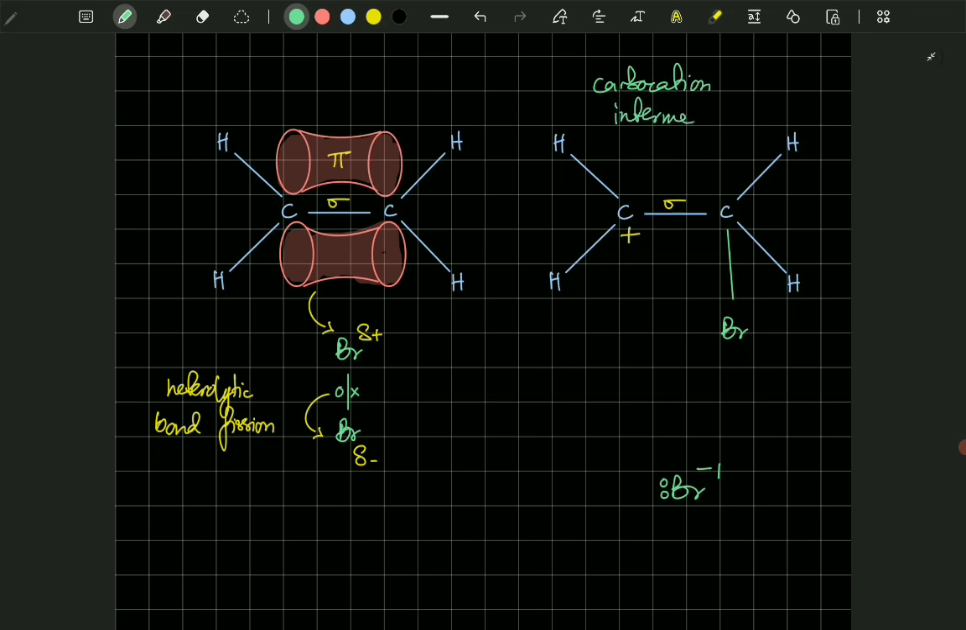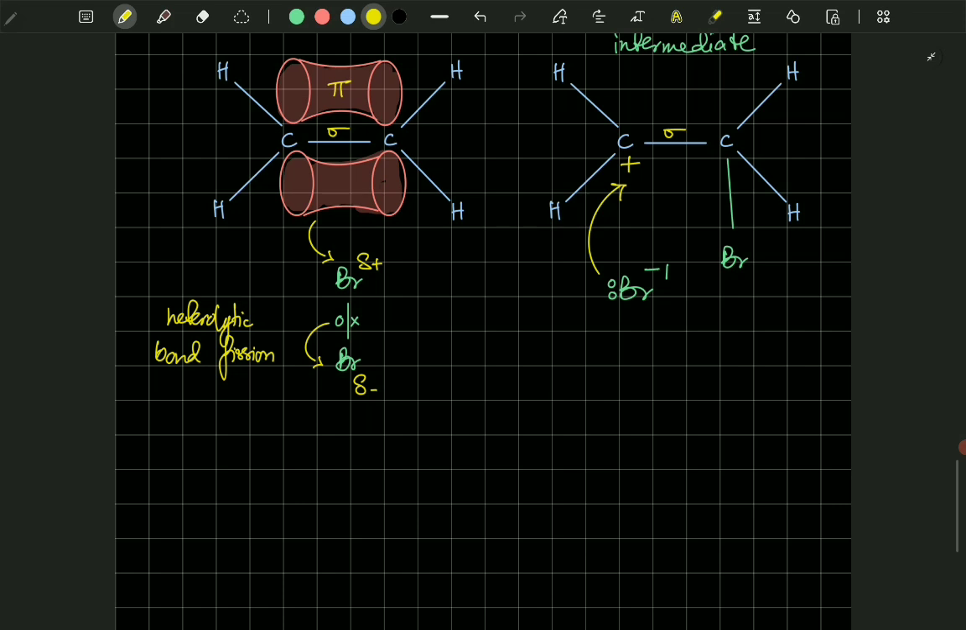So it's an intermediate formed. It's a molecule where the carbon has a positive charge now. So what's going to happen now is that this Br-1 is going to come in, and it's going to be attracted to this carbon that's positive. And finally, your molecule is going to be complete.